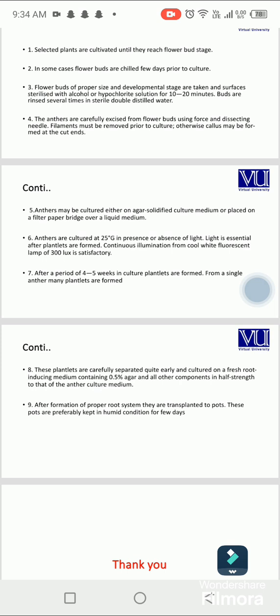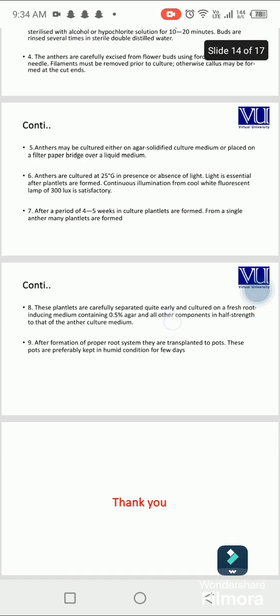Anthers may be cultured either on agar solidified culture medium or placed on a filter paper bridge.